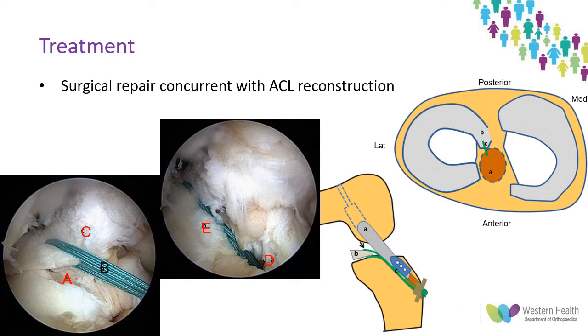Repairing a root tear in the setting of ACL reconstruction has the benefit of regaining that secondary stabilizer effect of the meniscus, as previously mentioned with regards to that pivot shift and Lachman's assessment.